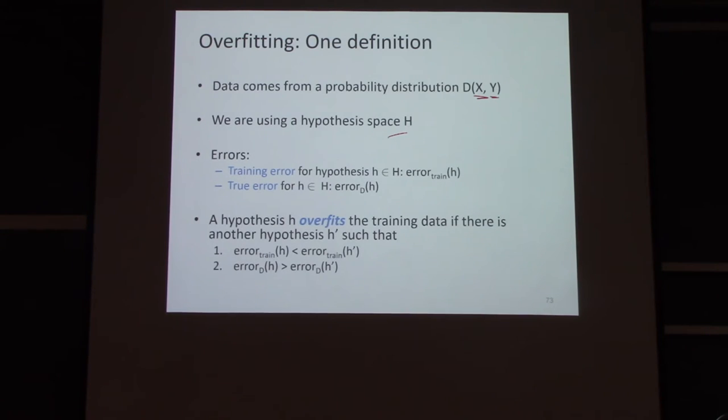The true error is the expected error of the classifier on future examples. The way the expectation works is you draw a random sample from the true distribution, you evaluate your hypothesis on that example, and the expectation of that error is the true error. You can't measure the true error because we don't have the true distribution, we don't have every example that can exist.